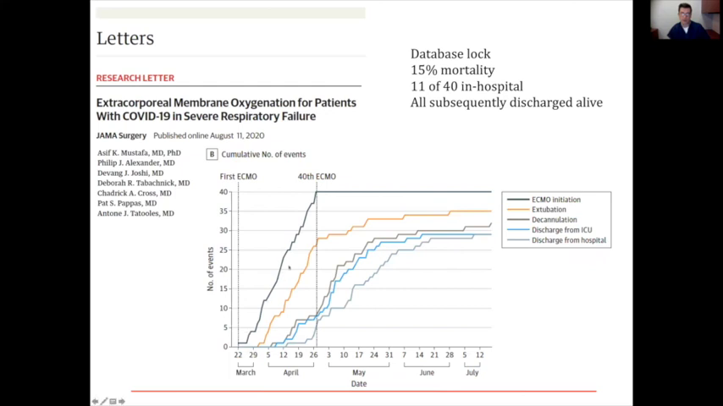Here you see the number of patients initiated on ECMO up to the 40th, patients who were extubated, and that was at a median of between 11 and 13 days, decannulated, discharged from the ICU, and then discharged from hospital, which was not total follow-up. So 15% mortality when they locked the database, but 11 patients were still in hospital. So what happened to those patients?